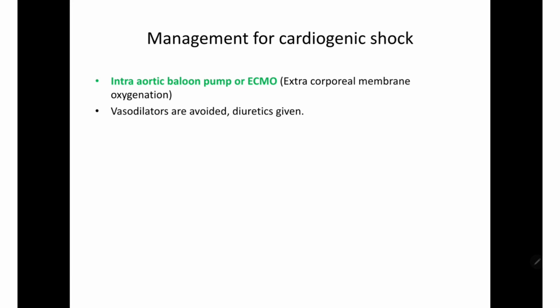And the fourth one, the management of cardiogenic shock patients. Now the patient is in shock, the systolic BP is low. In this patient, the management is through an intra-aortic balloon pump or ECMO, which is extracorporeal membrane oxygenation. We also give diuretics. It's not that because the patient's BP is already low, we don't give diuretics. We give diuretics for this patient as well, but vasodilators are avoided.